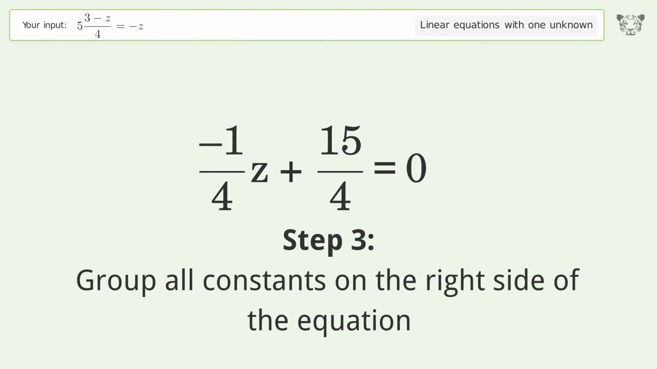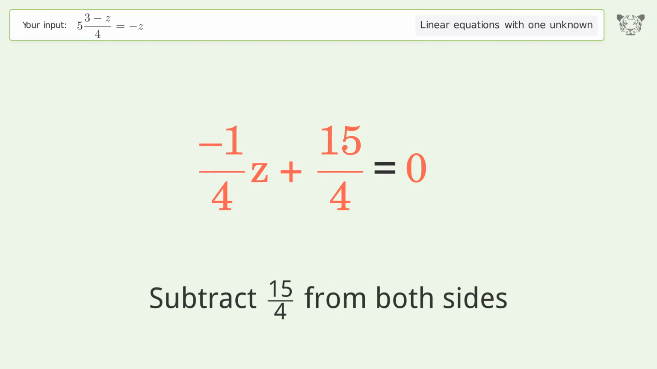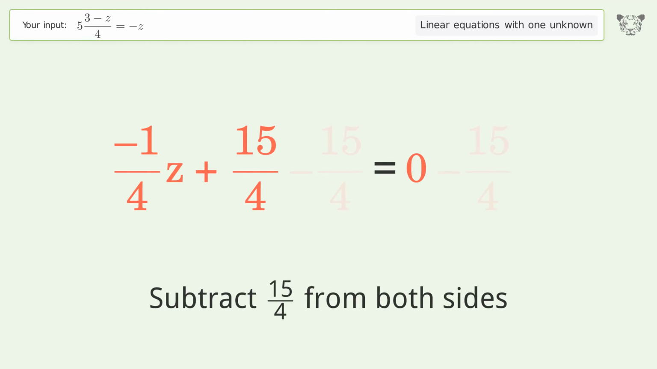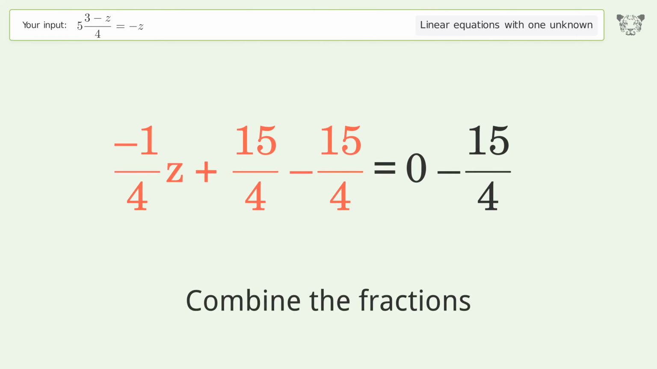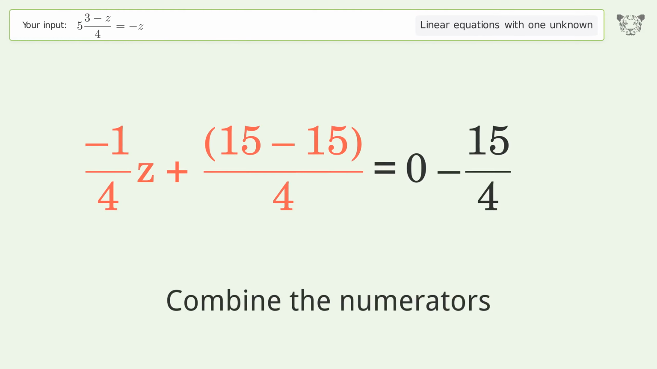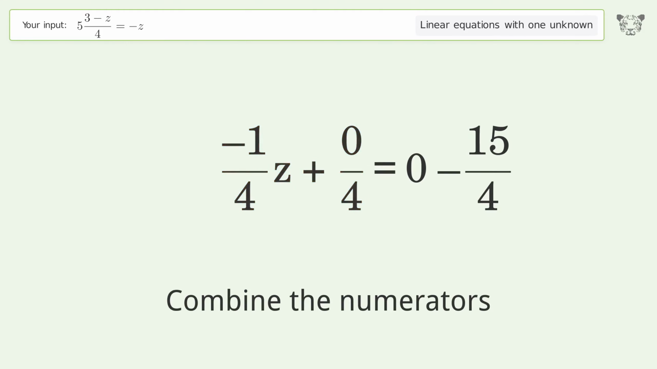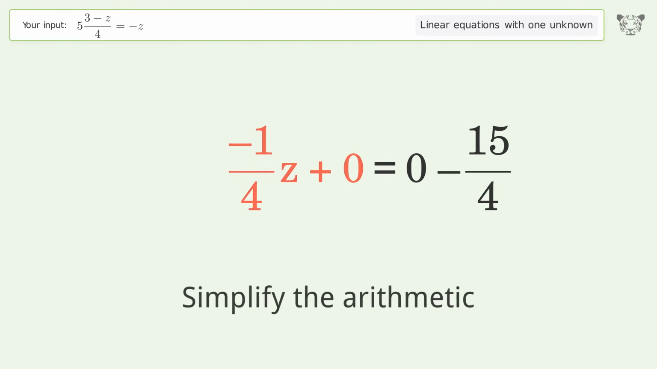Group all constants on the right side of the equation. Subtract 15 over 4 from both sides. Combine the fractions. Combine the numerators. Reduce the zero numerator. Simplify the arithmetic.